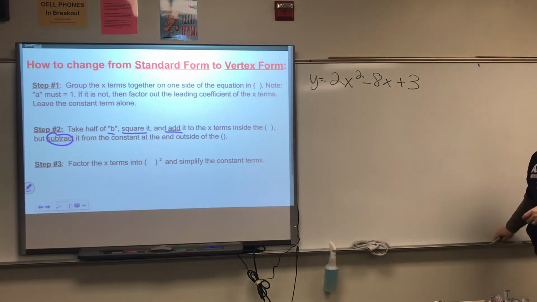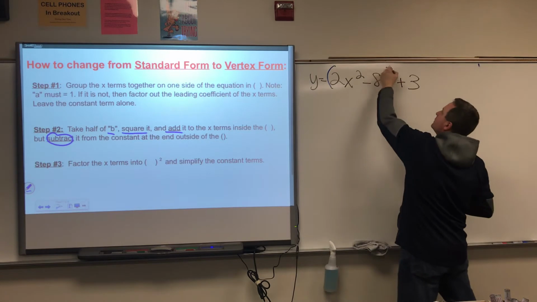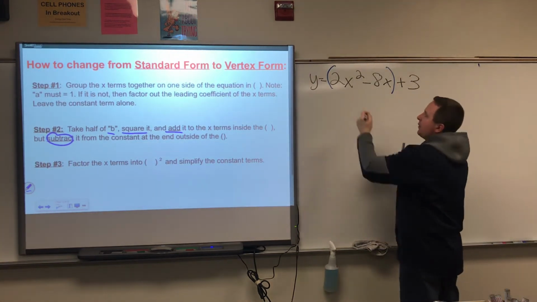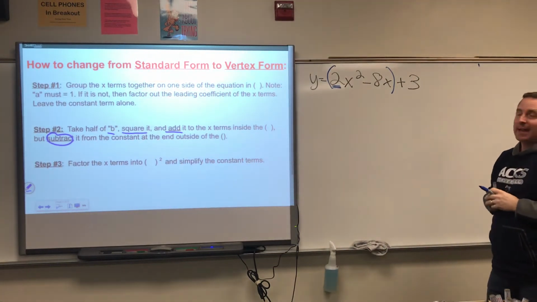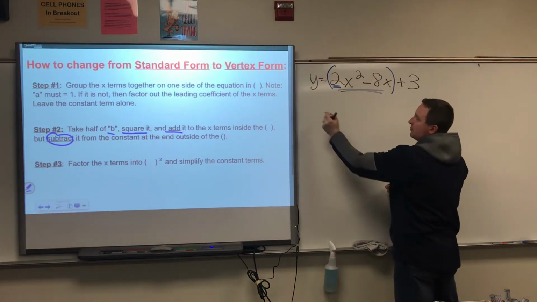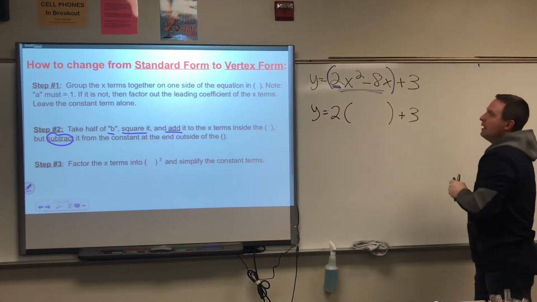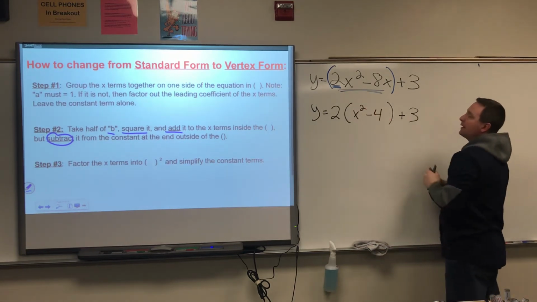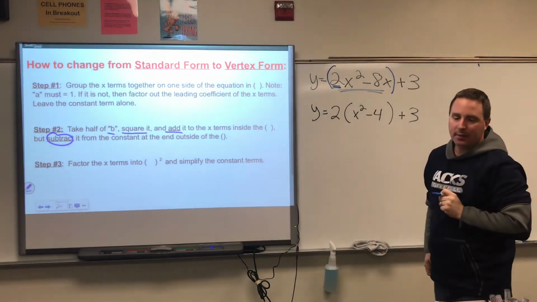Well, we're going to do the same thing. We're going to go through the same steps. Step 1 says to group the x's together. There it is. But this time there's a 2 there, and we can't have a 2 there. So the way I get rid of it is I'm going to take the 2 and factor it out of just the x terms. So I'm going to take a 2 out. And what's left over if I divide out a 2? I get x squared minus 4x.